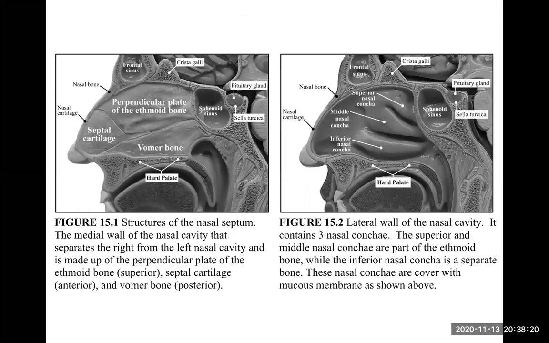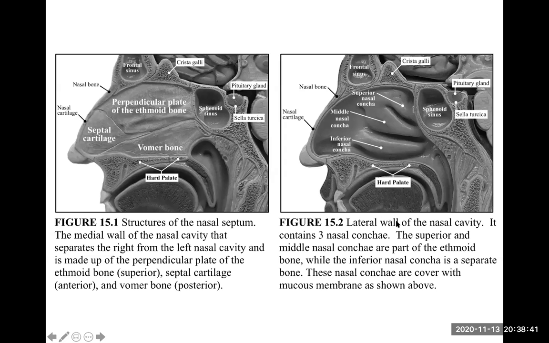And this is a look at the structures of the nasal septum with the perpendicular plate of the ethmoid bone coming down the middle. You can see the sphenoid sinus, the frontal sinus, and then the hard palate at the base of the nasal cavity. Here's the soft palate, which is this part where the uvula hangs down.